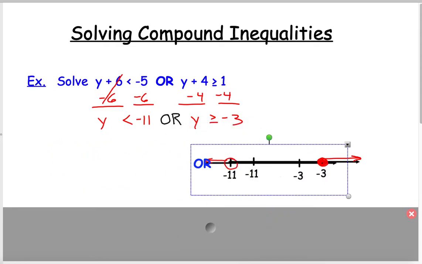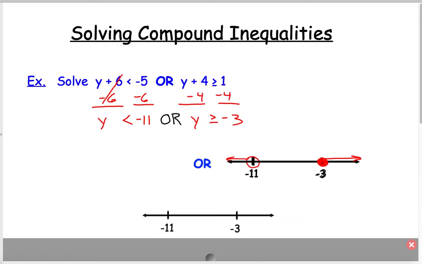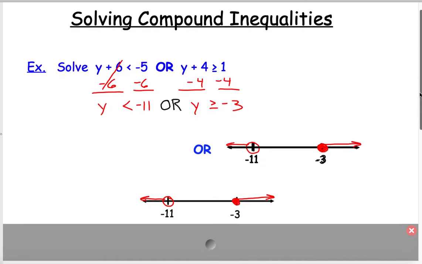So if I combine these two graphs, that's close enough, that's going to be my final solution. So I'll graph that on this final one here. So I have an open circle going to the left, closed circle going to the right. So -12, -13, -20, those are all solutions. -2, -1, 0, 10, 20, 56, those are also solutions.